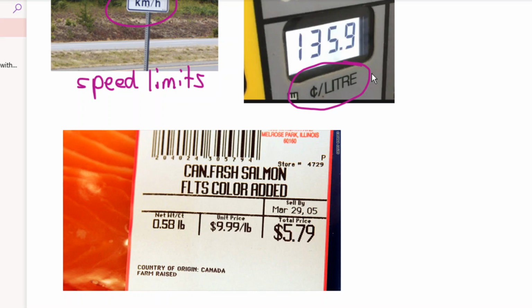And we have another one here. Here are some fresh salmon fillets, color added. I don't know what that means. But we can see here we have what's called a unit price, which is 999 cents or $9.99 per pound. So that would be $1 per weight of salmon. And so all of these ways are sort of how we would write rates.